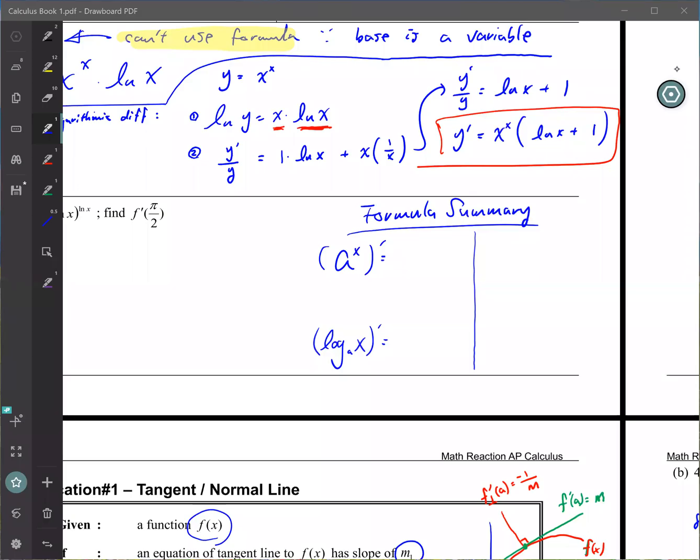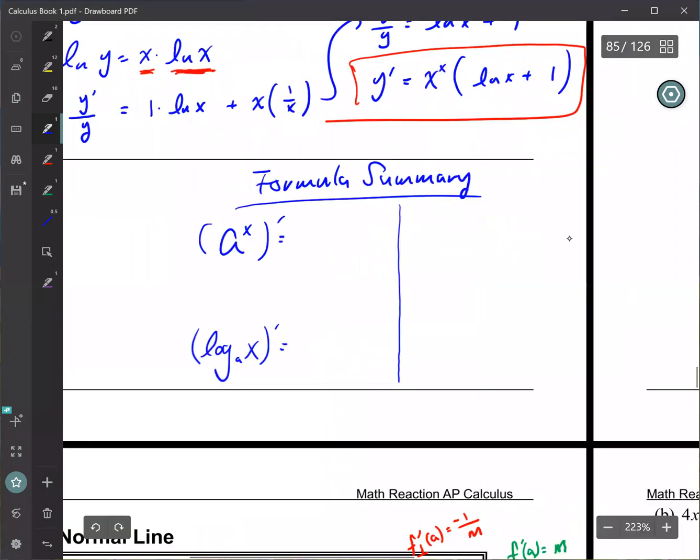Right, so over here at the bottom part, please write down this summary. We're going to put all the formulas together and then tell you how you can memorize them. Just like trigonometry, you need to use it and memorize it, so when you need it, you can get it right away from your memory. So the first one, a to the x prime will be a to the x ln a. And then log a to the x prime will be 1 over x ln a.